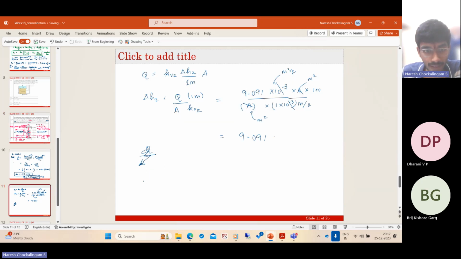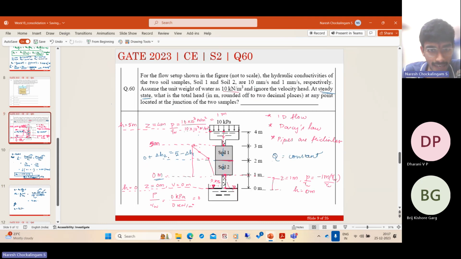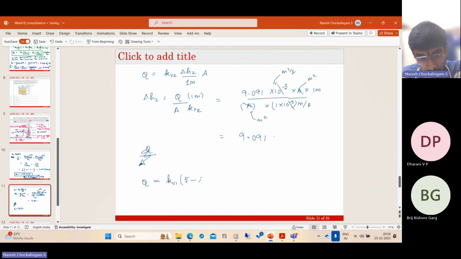So if you say the discharge is equal on both sides, so you can say it is KV1 into the head loss across the first thing, which is 5 minus, say the head here is H, right? So in this case, 5 minus H by 1 into the area is equal to KV2 into H minus 0 by 1 into area. So you can do this and get H. You can do that also.